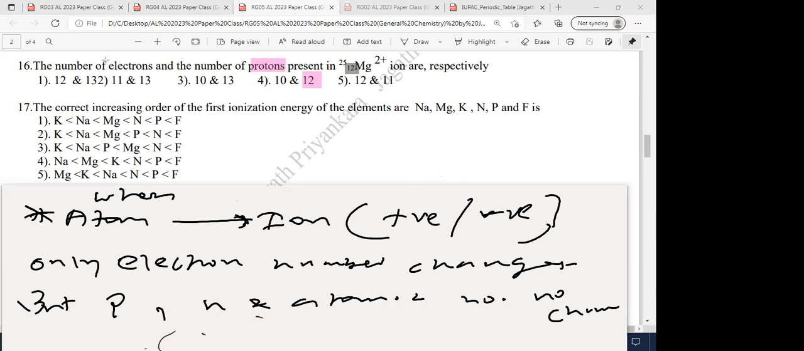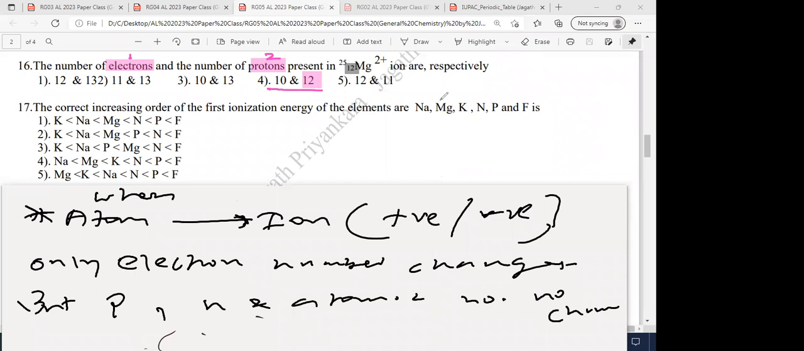Protons will be 12, because first you have to get electrons. So respectively, first electrons, second protons. Electrons become what? 12 become 10. Why? Because 2 electrons are lost. Answer is 4th. Is that clear? Right, Suzanne?